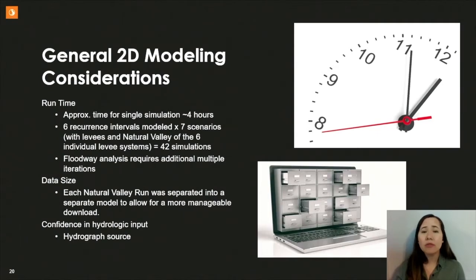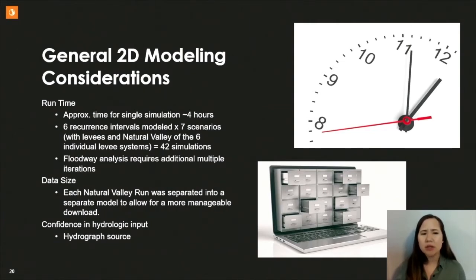Another thing to consider for these models is the actual data size itself. A result file for one of these simulations was upwards of 1 gigabyte total. When we're looking at 40 plus different simulations, you can see that the model size is quickly going to become very large. One thing that we did to try to combat that was separating our with levee and our natural valley modeling, just so that the data could be packaged up and transferred a little bit easier, but it's still going to be very large model sizes.